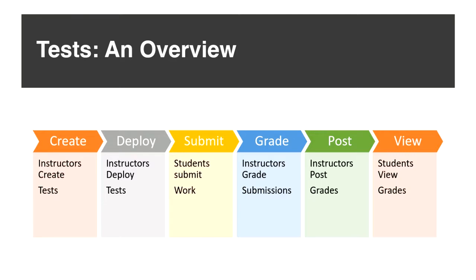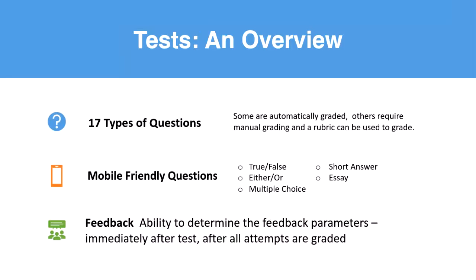Before we can start grading tests, we need to understand the different types of questions that are available within Blackboard. Blackboard has 17 different types of questions. I'm not going to go over all of them, but it's good to know that some of them are automatically graded, whereas others require manual grading, like essay questions and short answer questions. And the instructor could add a rubric for those particular questions in order for you to mark the student submission.